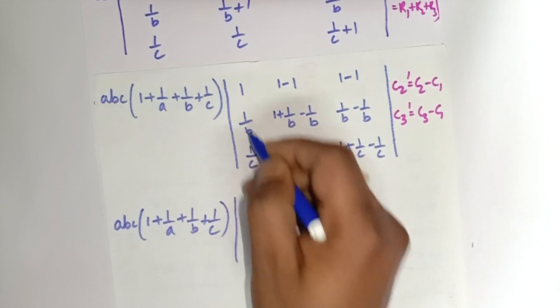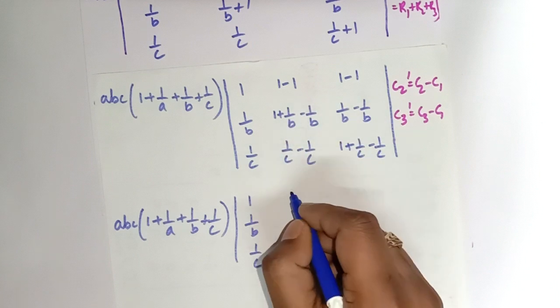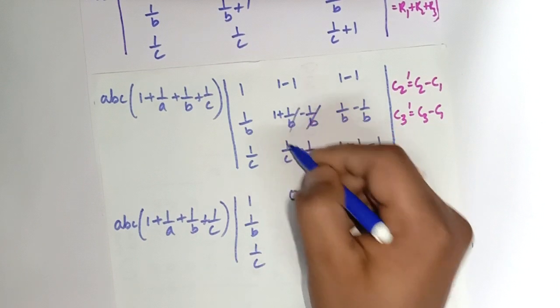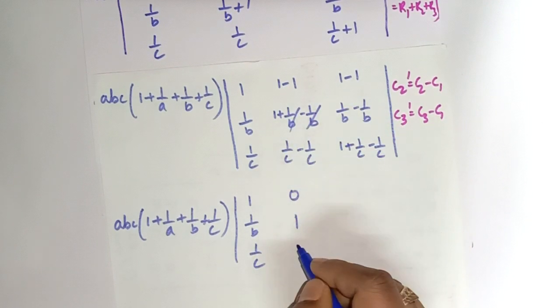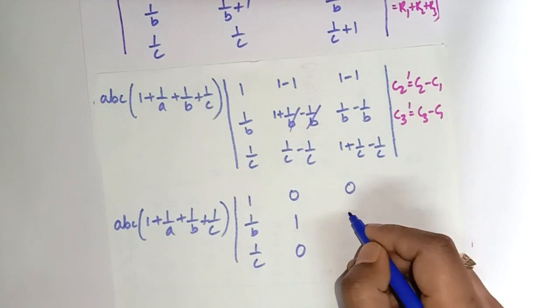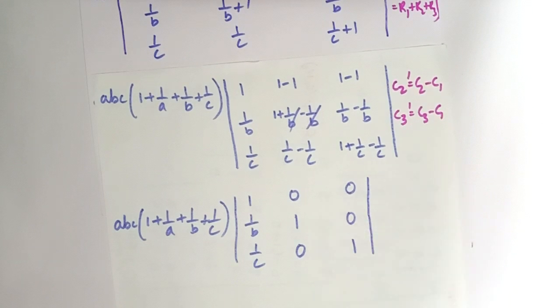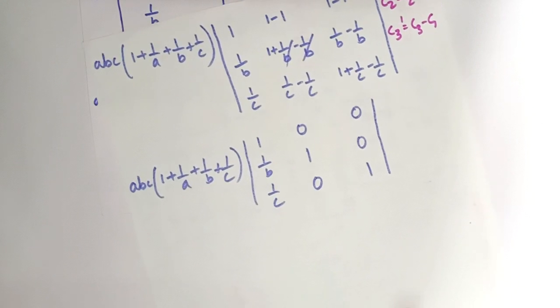Now you can see this will be 1 by B, this will be 1 by C. 1 minus 1 is your 0. So these 2 will get cancelled, so I'll get 1. This cancels, so I'll get 0. So 1 minus 1 is your 0. This also is gone, so I'll get 0. This is also gone, so I'll get 1. Okay. Now my expansion will be easy.